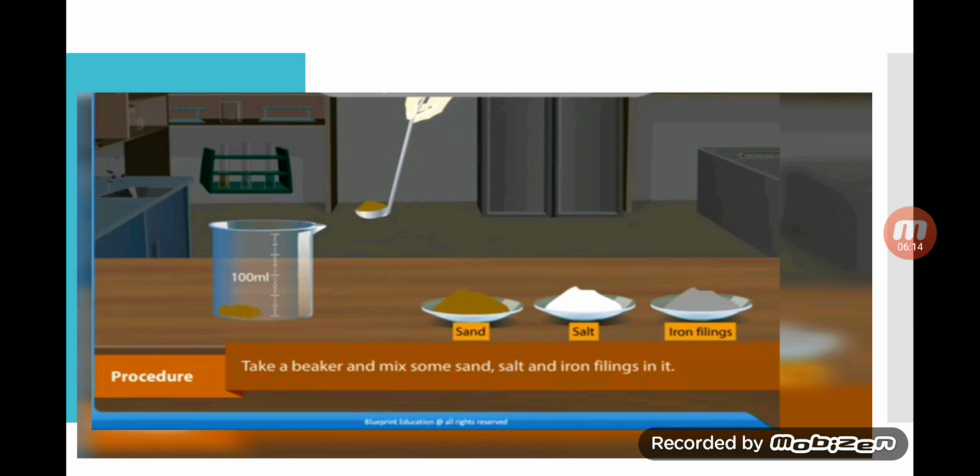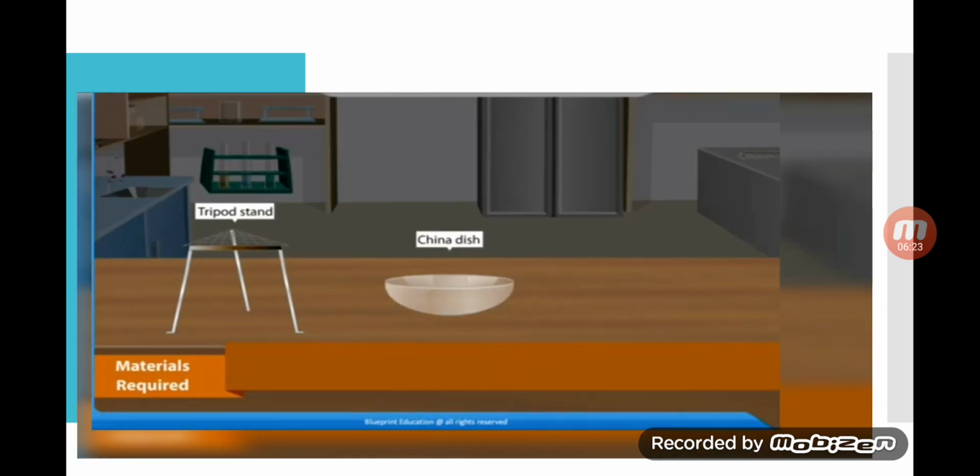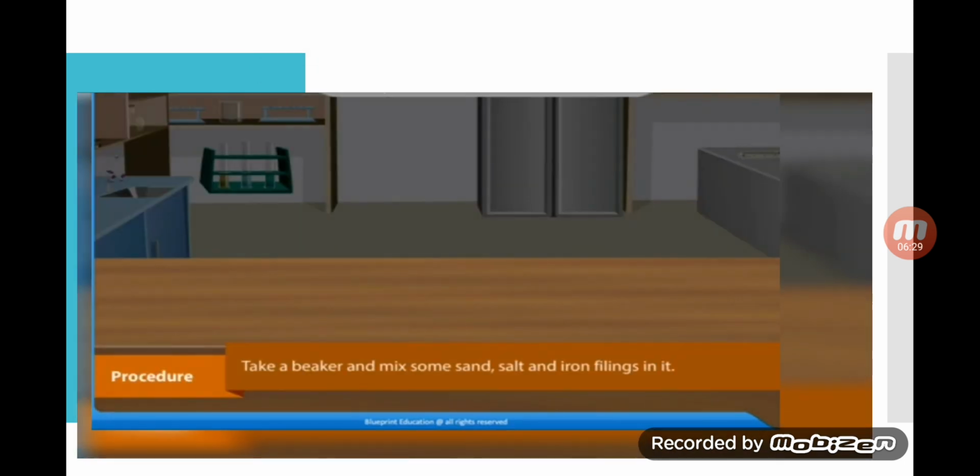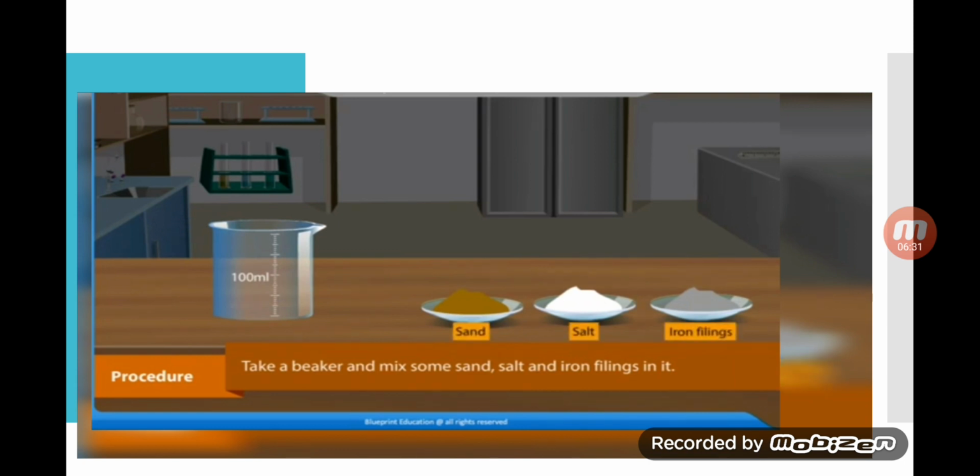Here I want to show you an experiment. Just see how you will separate this mixture. A china dish and a Bunsen burner. Procedure: take a beaker and mix some sand, salt and iron filings in it.